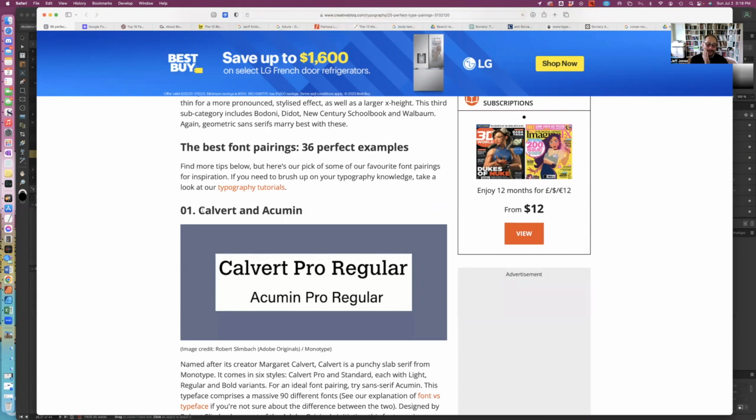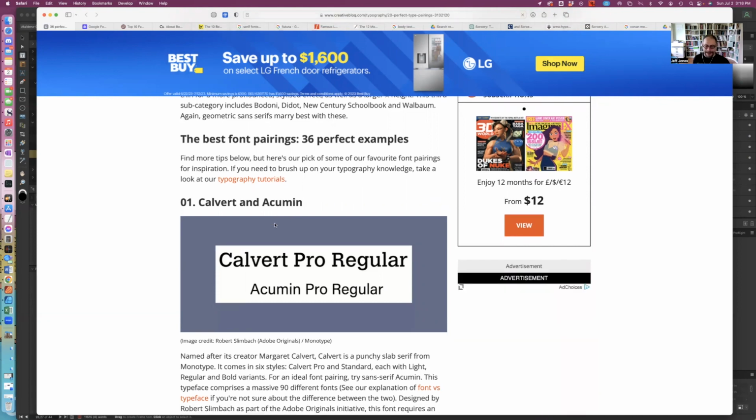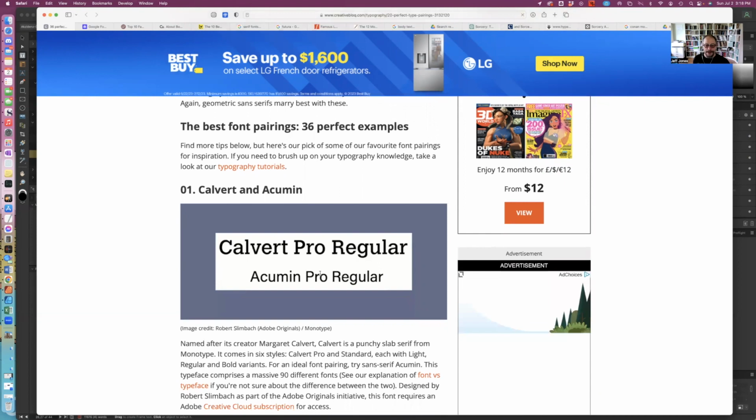What I would say is look at the fonts that are being used. Some are sans serif, some are serifs, and they vary in their looks, but what you really want is two fonts that are dissimilar. You don't want two that are kind of close. Like this one is a sans serif, the Acumen Pro regular, so it doesn't have any little flares coming off there. But this one, Calvert Pro regular, is a slab. It's got these chunky outcroppings.